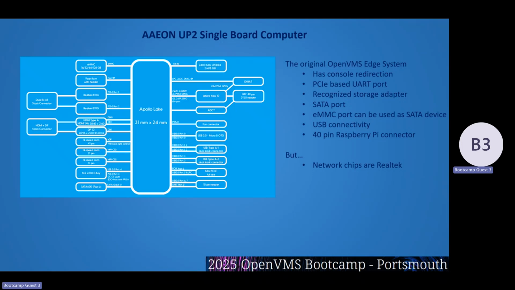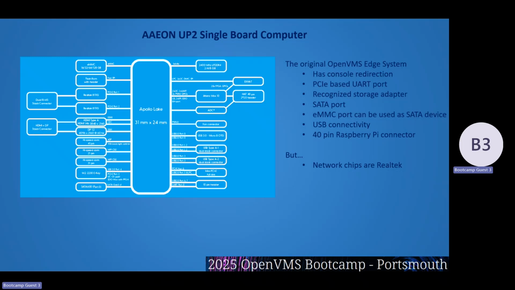So it recognized a storage adapter. It had a single SATA port. It did have the eMMC port, and you could reconfigure that to be a second SATA device. Had USB connectivity. It had a 40-pin connector that was compatible with a Raspberry Pi. So all those little neat gizmos that you can go and buy from a company like Arduino could plug into this board. But the network chips over here were Realtek.